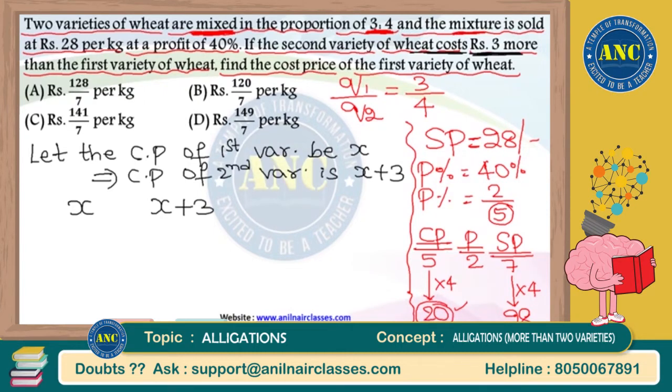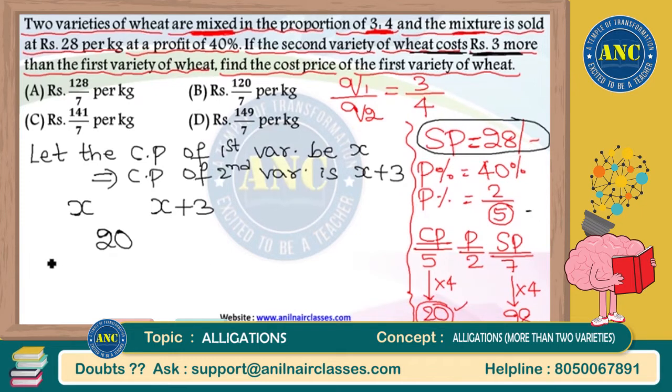Resultant cost price is how much? It is 20. I hope you understood why I calculated cost price in this case. You cannot take the first two parameters as cost price and write this 28 as selling price. If these are cost prices, this also should be cost price. So I should convert it to cost price. That is what I have done on the right side of the screen. Resultant is cost price, so it is 20.